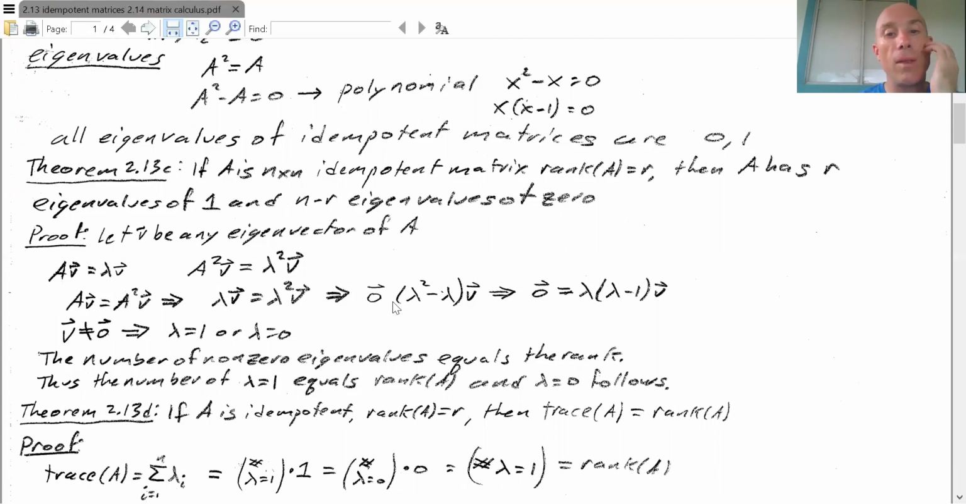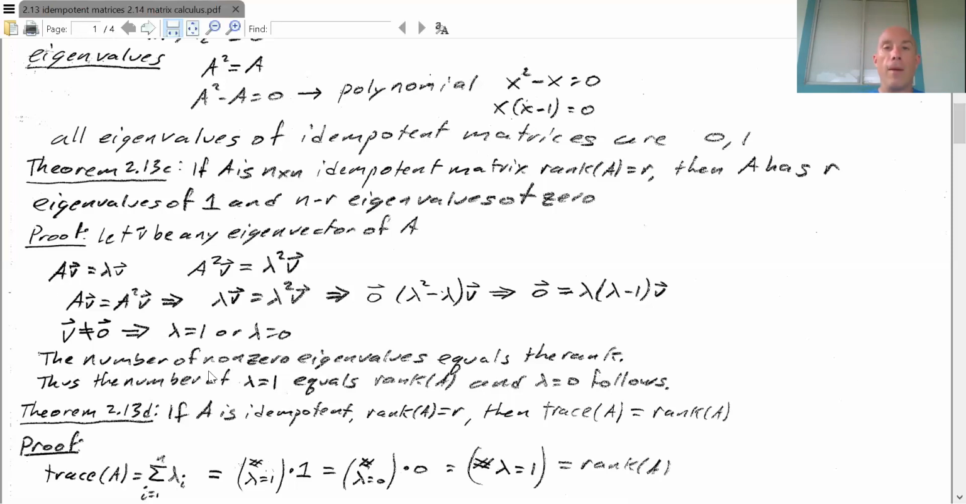Now, I'm missing an equal sign there, and the zero vector should not be in that position. If I factor, I get to this point: the zero vector is equal to lambda squared minus lambda times v. Remember, eigenvectors are never equal to 0. So the only way this can be equal to 0 is if lambda is equal to 0 or lambda is equal to 1.